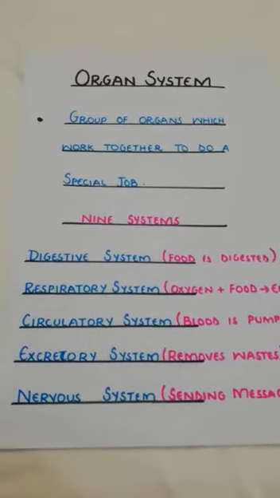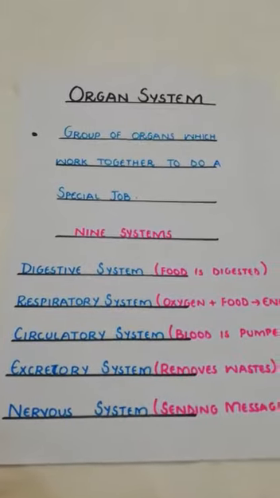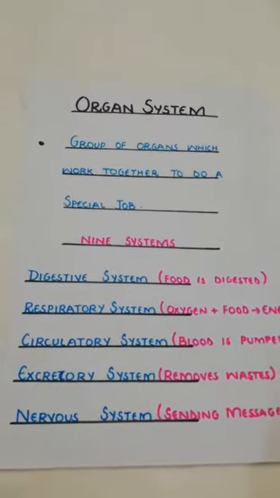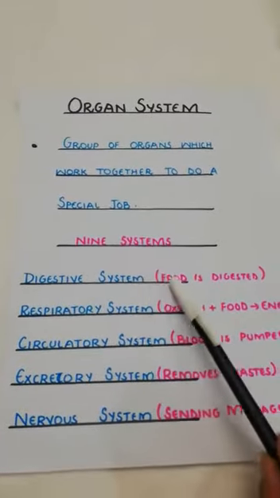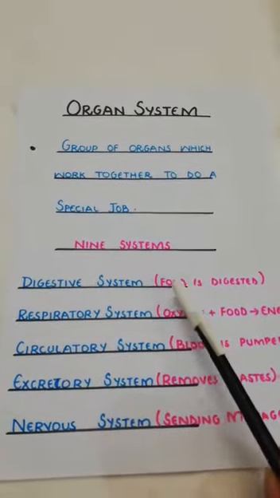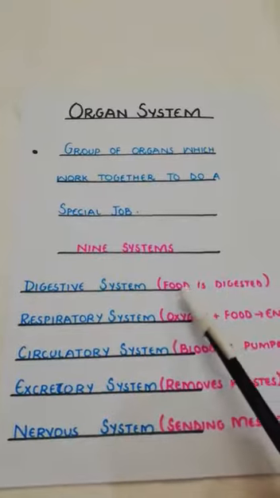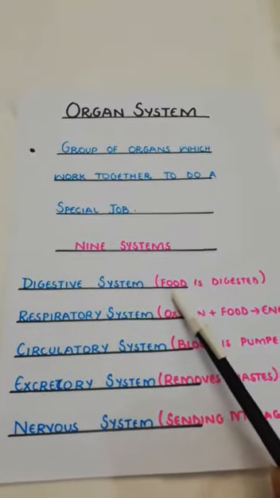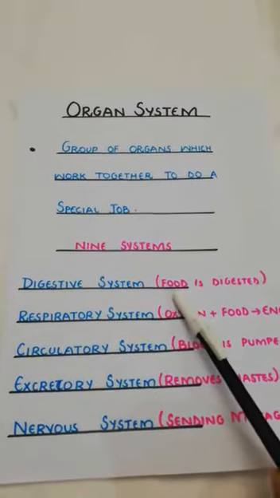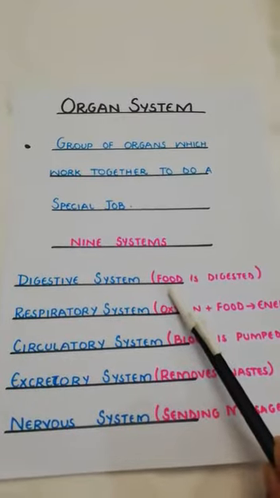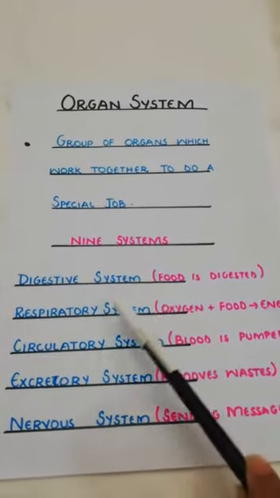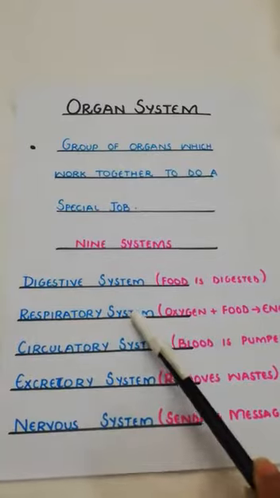So, in a human body, we are having total number of 9 systems. The first system is that of the digestive system. So, you can see this thing, food. Food is digested, means the food is broken down into smaller pieces, which then mixes with the blood, and then it gives us energy.